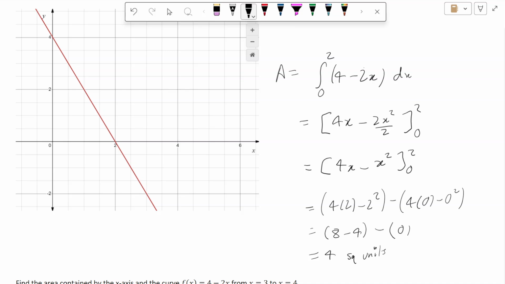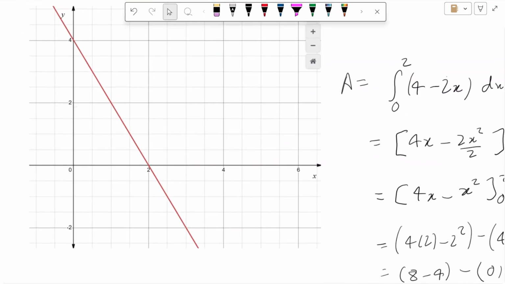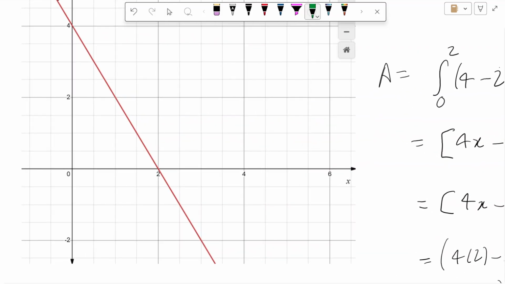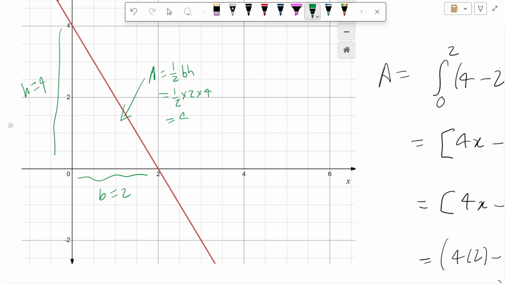Now, it probably felt a little bit silly to do that because it's a triangle, right? The height is 4 and the base is 2. So the area should be half base times height, which is 4.